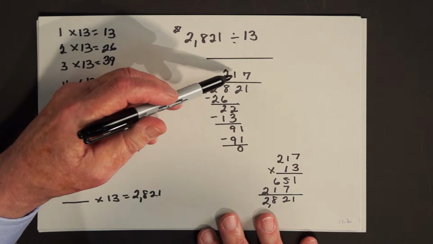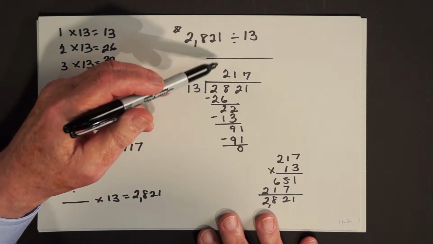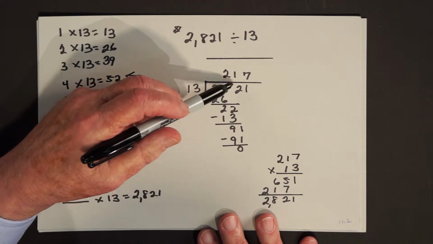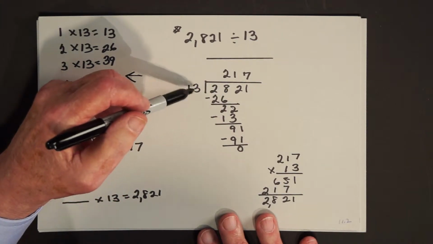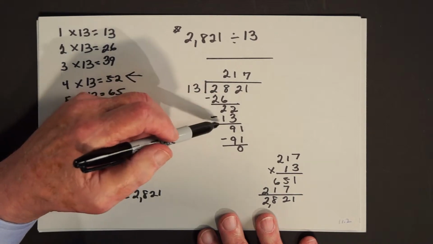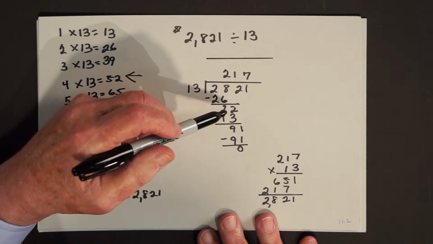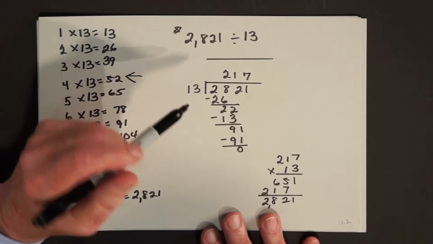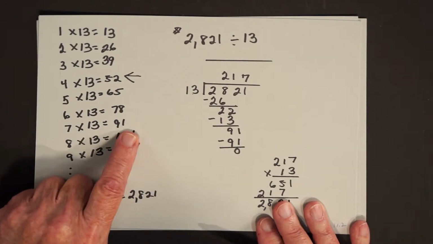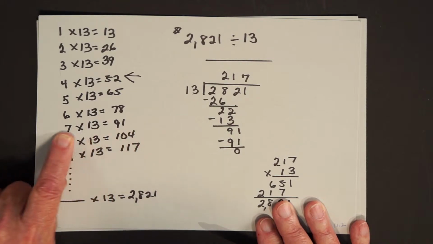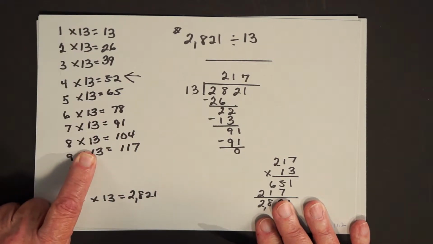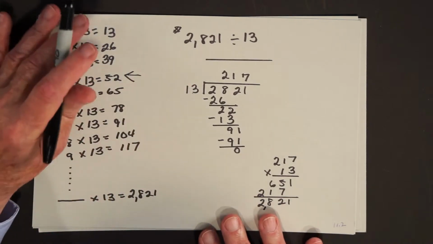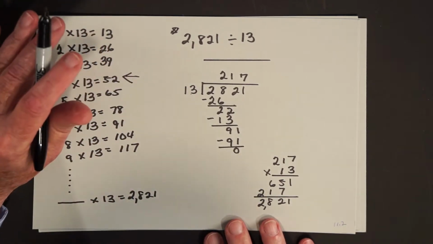13 gazinta 28 twice. 13 times 2 is 26. You subtract the 26 from the 28, you get 2. You bring down the next number. You say 13 goes into 22 once. You subtract the 13. You get 9. You bring down the 1. You say 13 goes into 91 7 times. How do I know that? Well, I know the table. All I have to do is know the multiples of 13 through 9 because the place values, the denominations, take care of all the rest.